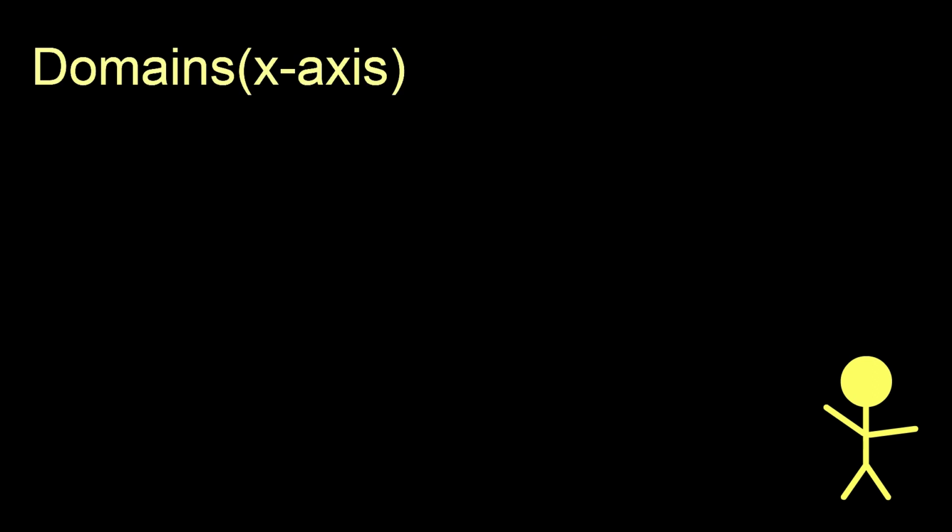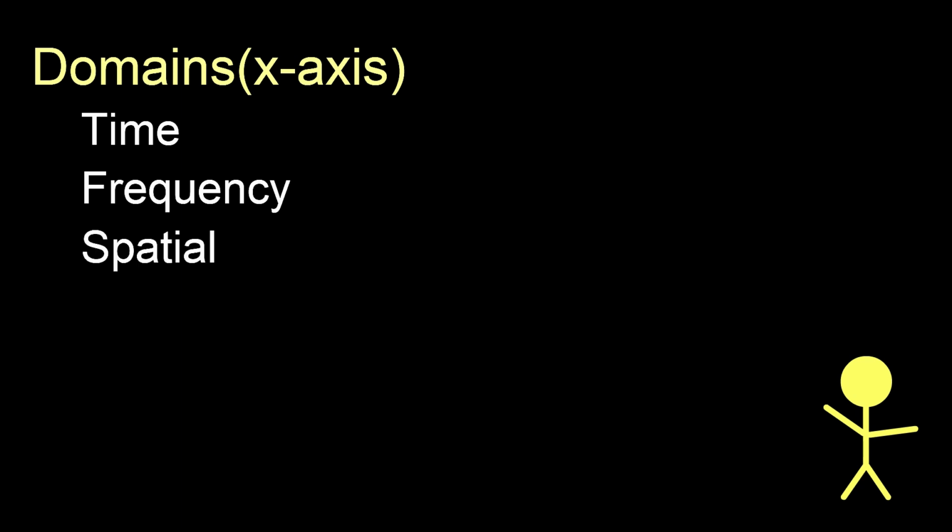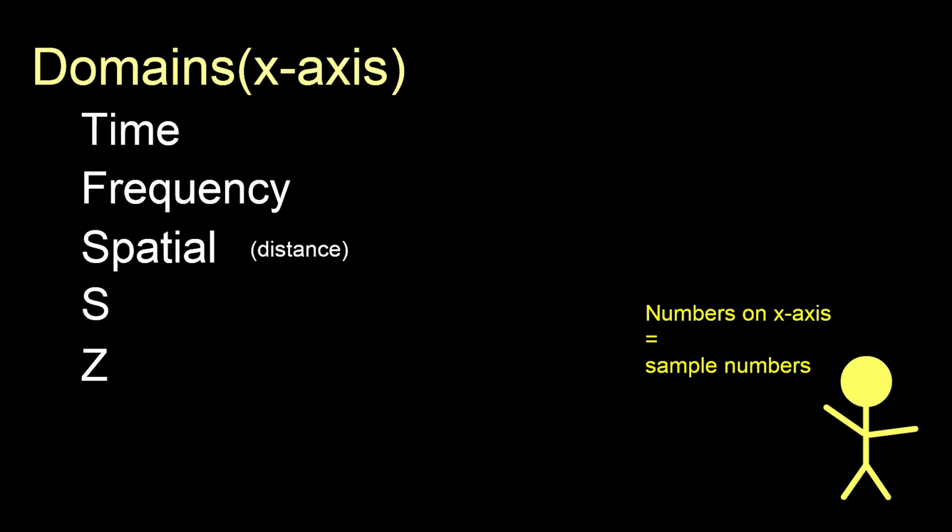Many of the operations that we will discuss have to do with converting between domains. First, the time domain, in which the graph shows the amplitude of signal with respect to time. There's also the frequency domain, which either shows a phase shift or the magnitude of the signal with respect to frequency. And then the spatial domain, which shows the amplitude with respect to distance. We also have the S domain and the Z domain, which we will talk about later. By the way, the numbers on a domain are called sample numbers.